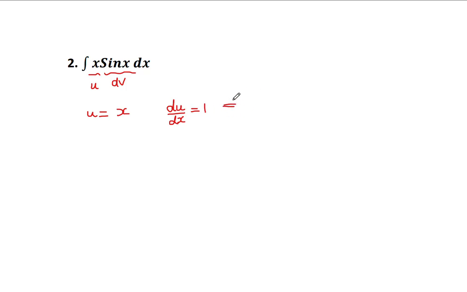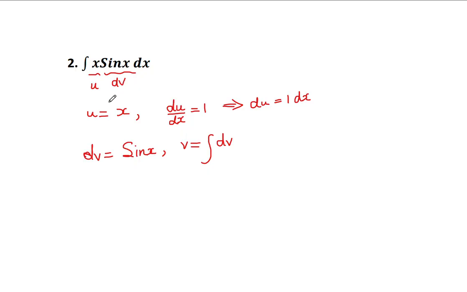And when we re-express this in terms of du, du would really be equal to 1 dx, or simply dx. We also assigned dv as sine x. Yes, so we assign dv as the sine of x. And since we assigned dv as sine x, we now need to find v. So to find v, v is equal to the integral of dv.